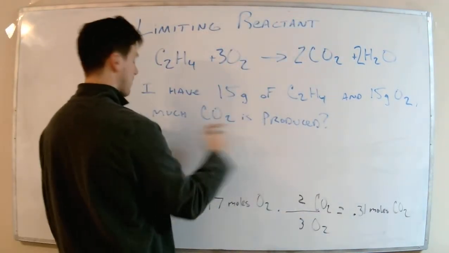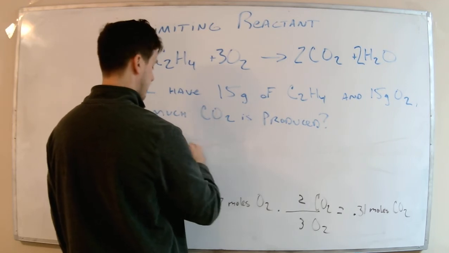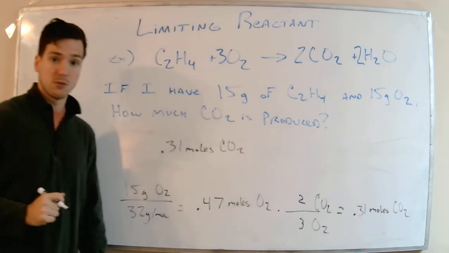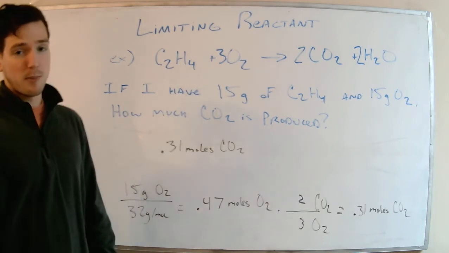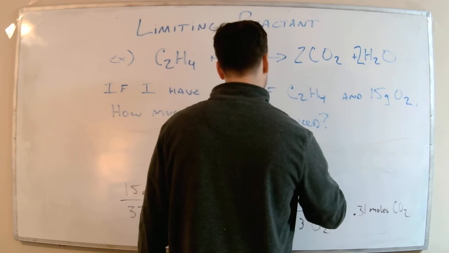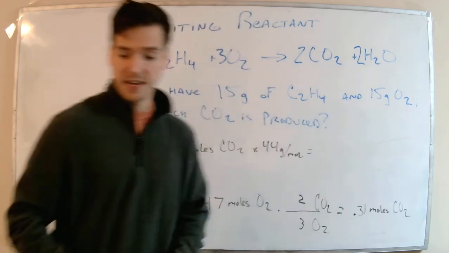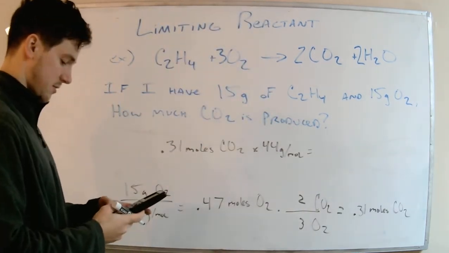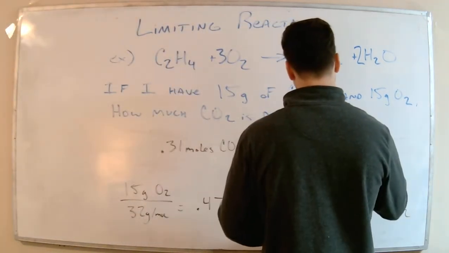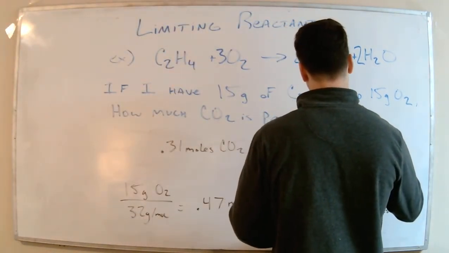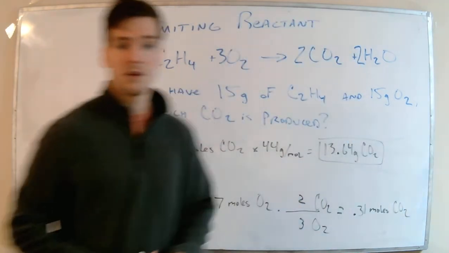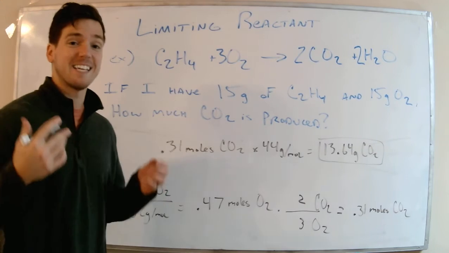And remember, it says how much CO2 is produced. That is typically meaning grams. So now I have 0.31 moles of CO2. Multiply it by the molar mass of CO2, which is 44. And I am going to be producing 0.31 times 44, 13.64 grams of CO2. All right, and that is it.